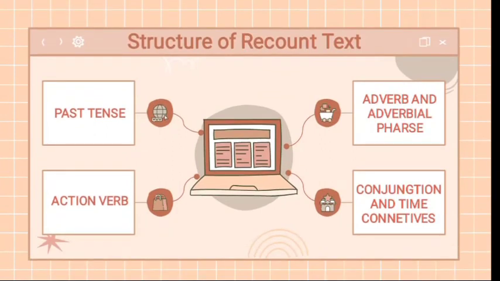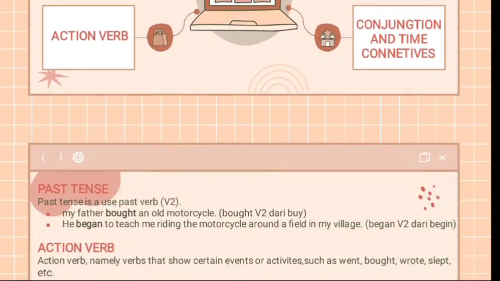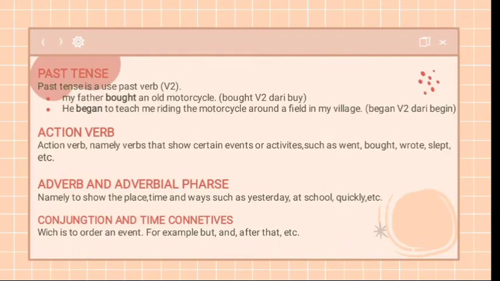Structure of recount text. Past tense, action verb, adverb and adverbial phrase, conjunction and time connectives. Past tense. Past tense uses the past verb or verb 2. Example, my father bought an old motorcycle. Bought is a verb 2 from buy, yang artinya membeli. He began to teach me riding the motorcycle around a field in my village. Began adalah verb kedua dari begin yang artinya memulai atau mulai.